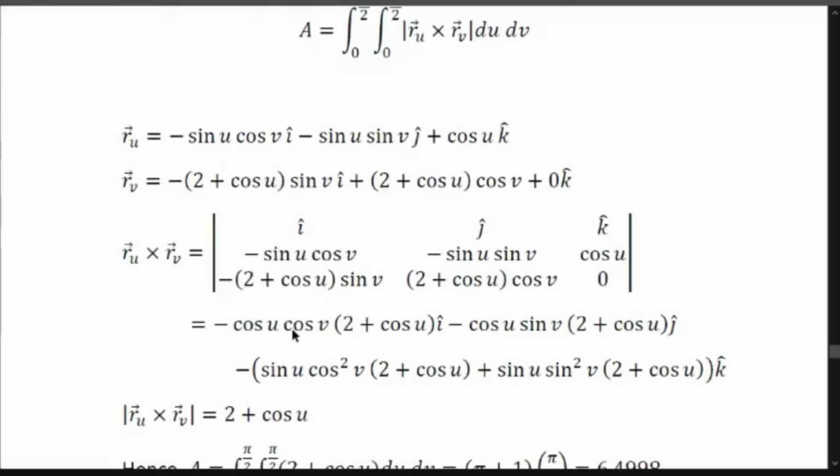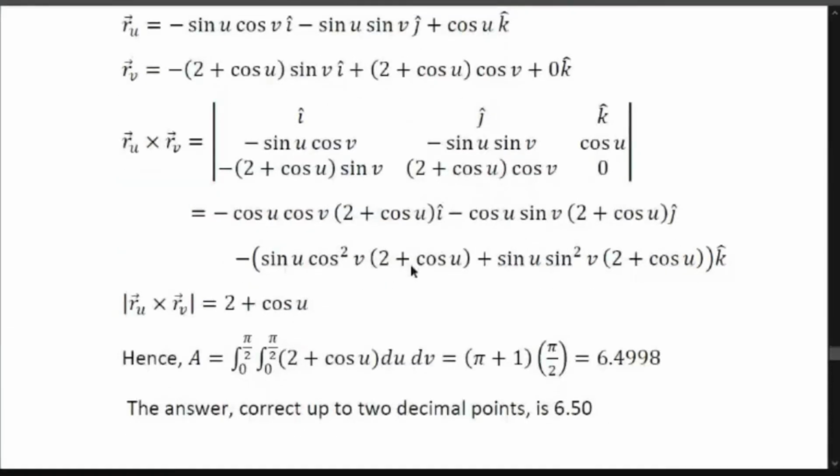Then Ru cross Rv, finally you are getting some big expression: minus cos u cos v times 2 plus cos u i minus cos u sin v times 2 plus cos u j minus sin u cos square v times 2 plus cos u plus sin u sin square v times 2 plus cos u k. So this is the value for Ru cross Rv.